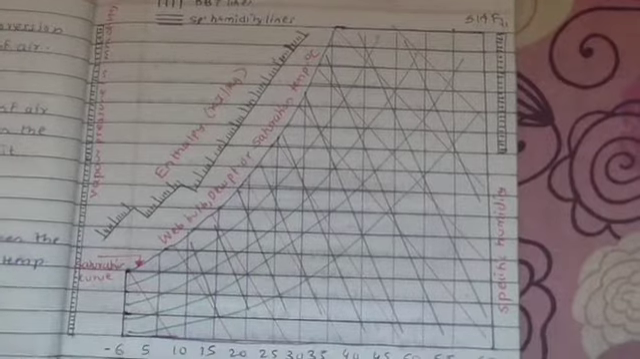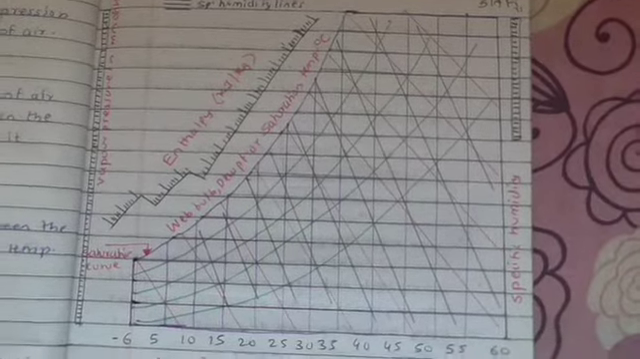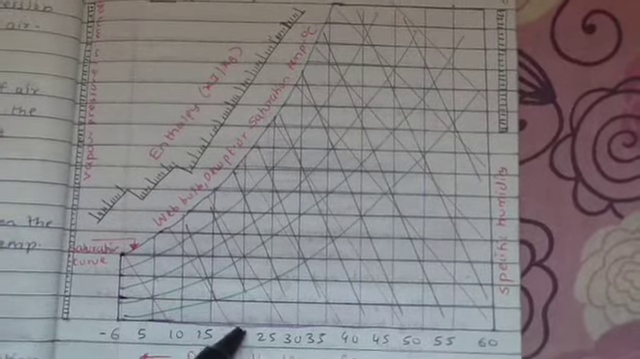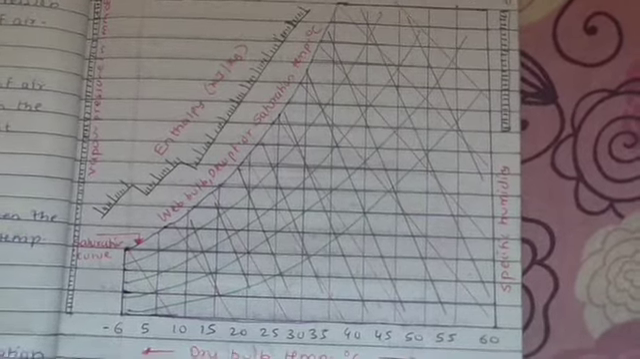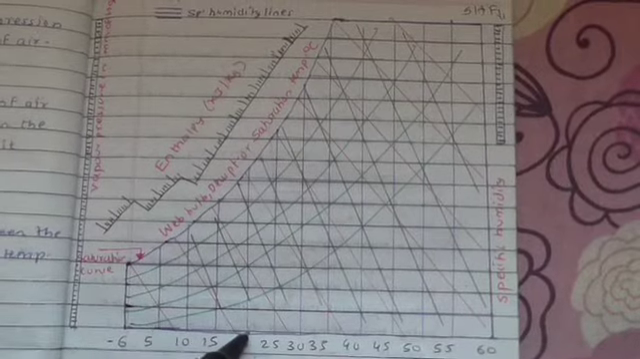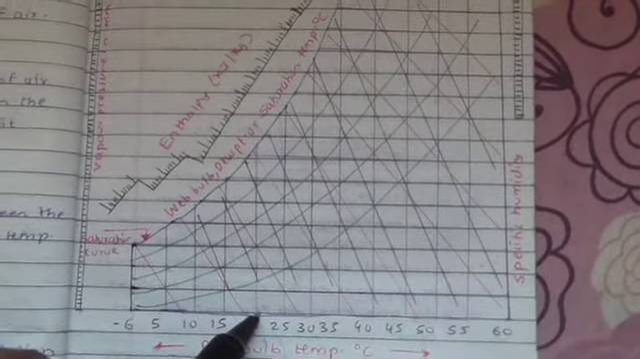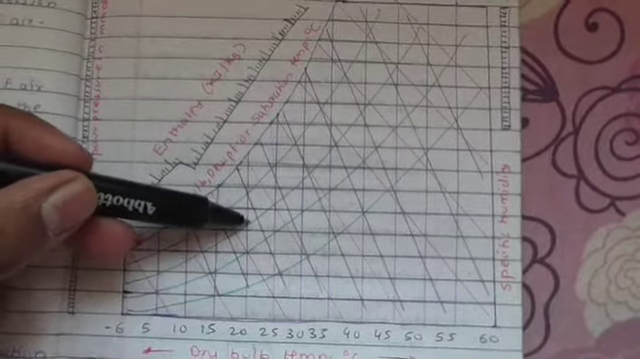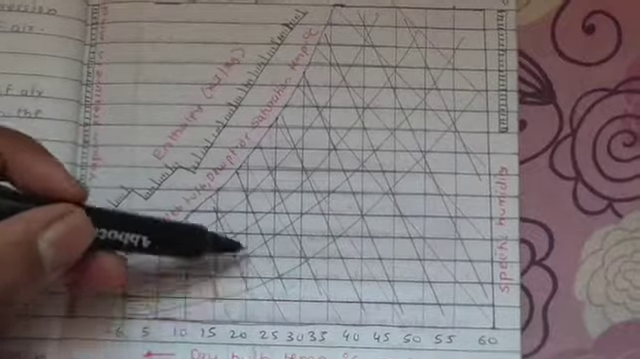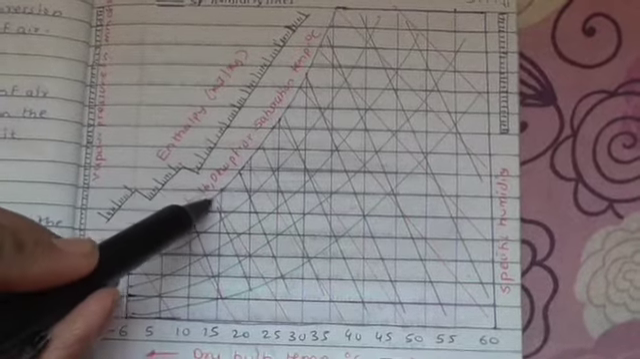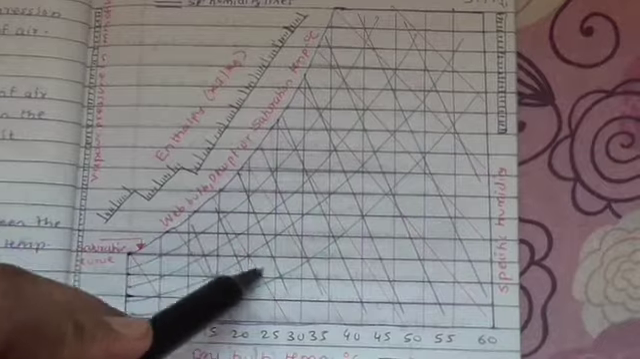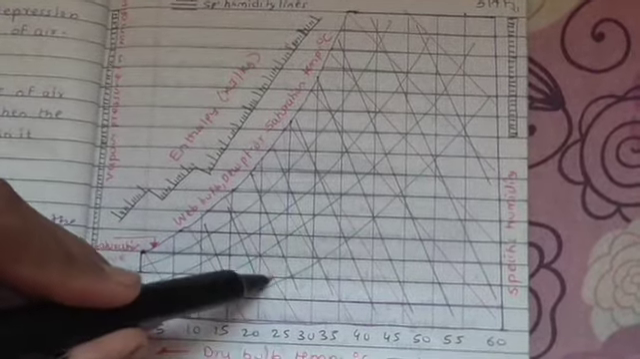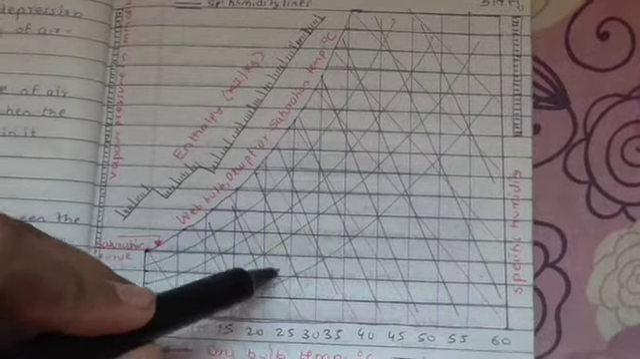So overall, how do we plot a particular point on a psychrometric chart? Suppose we are given 20 degrees Celsius DBT and 15 degrees Celsius WBT, that is wet bulb temperature. Suppose this is the line coming from 20 degrees Celsius, and this is the line coming from 15 degrees Celsius WBT. Where the 20 DBT line and the 15 WBT line join, call this point number 1.